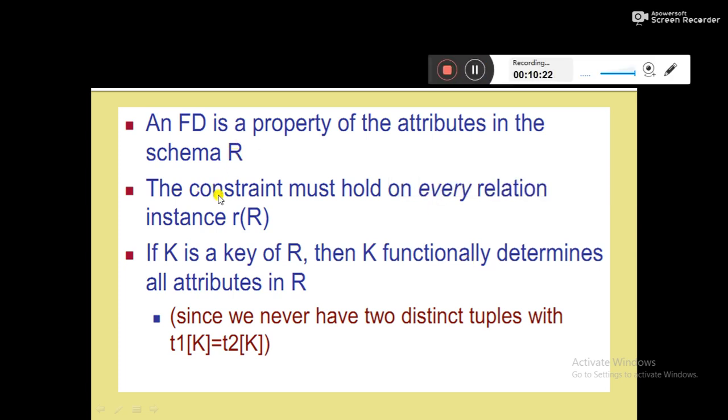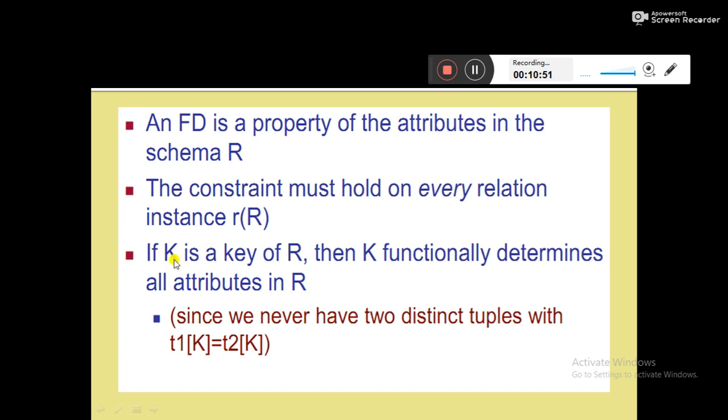As I have mentioned, the FD is a property of the attributes and it's kind of a constant, and that constant must hold on every relation instance. This means the FD must hold for every tuple that belongs to that particular relation. Only then can we say that the particular FD is true, or holds, on that relation.